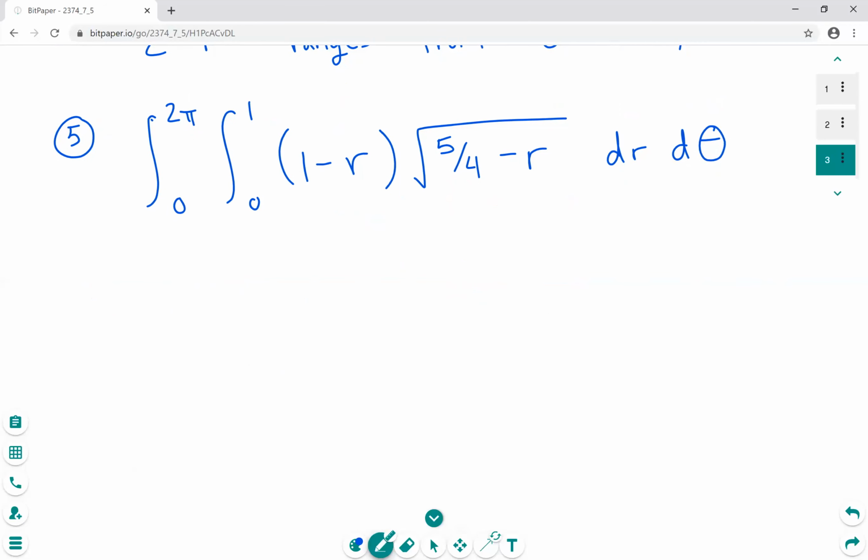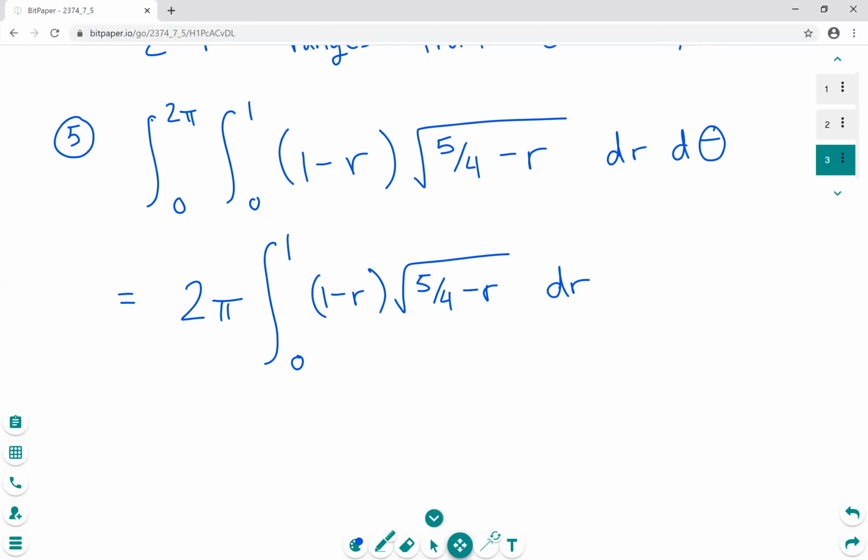And so what's good here is that our integrand is constant with respect to theta. So this outer integral, the integral d theta from 0 to 2 pi, we can deal with that just by multiplying by the length, right? 0 to 2 pi has length 2 pi. So this is just 2 pi times the integral from 0 to 1 of 1 minus r square root 5/4 minus r.